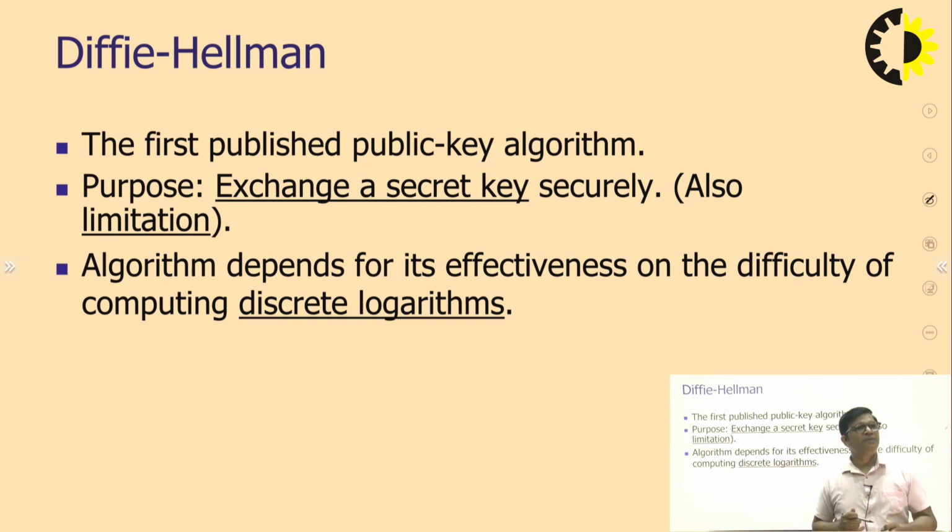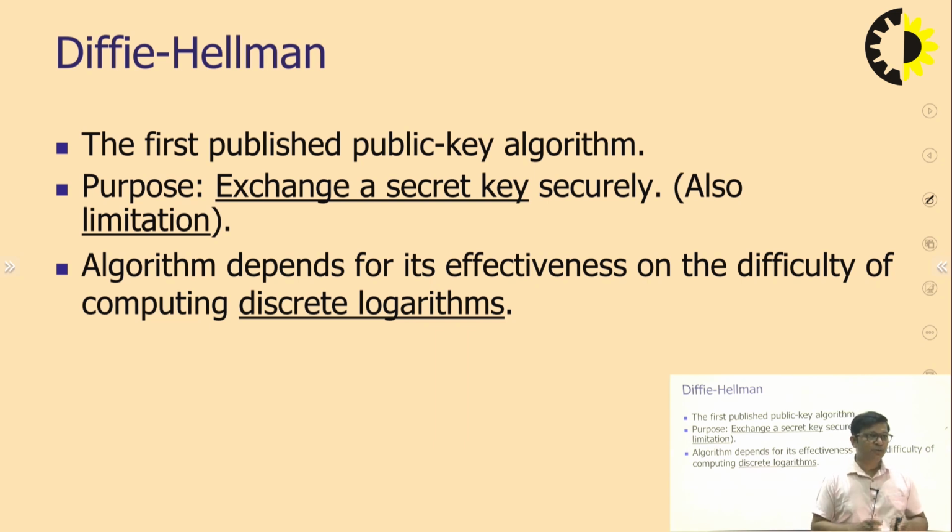We are not saying that the Diffie-Hellman algorithm is not used. It is also used, because this is the first published public key algorithm, before RSA. The purpose of the Diffie-Hellman algorithm is to exchange a secret key between two parties. It is an alternative to RSA, or you can say RSA is the alternative to Diffie-Hellman, where different types of keys are available.